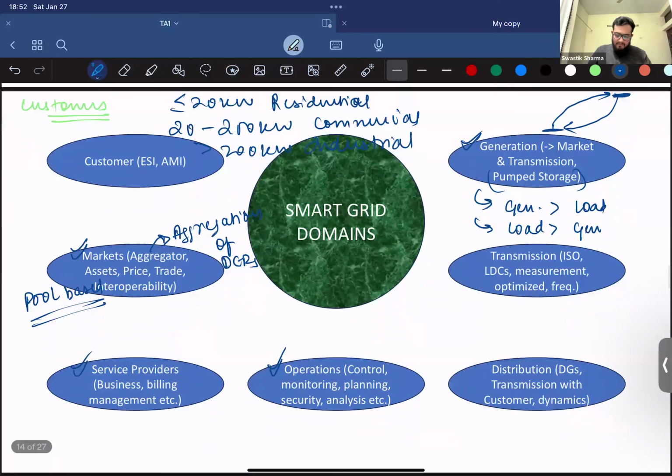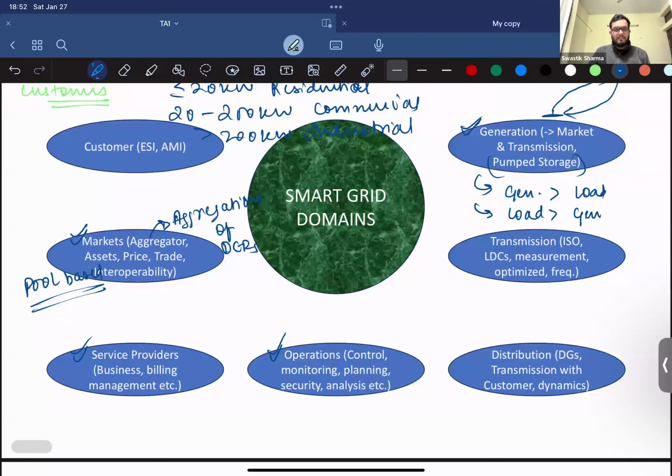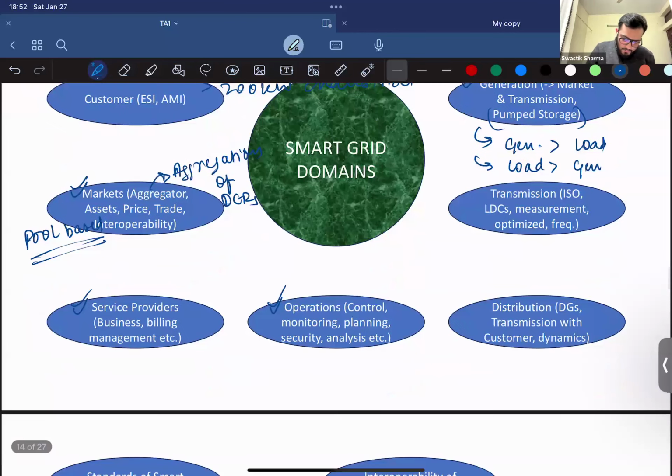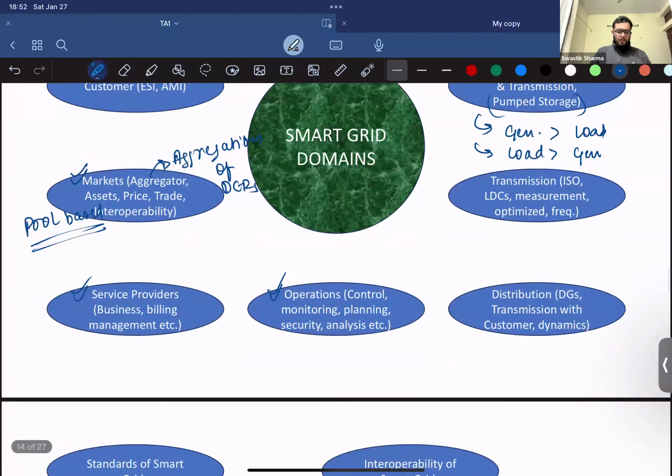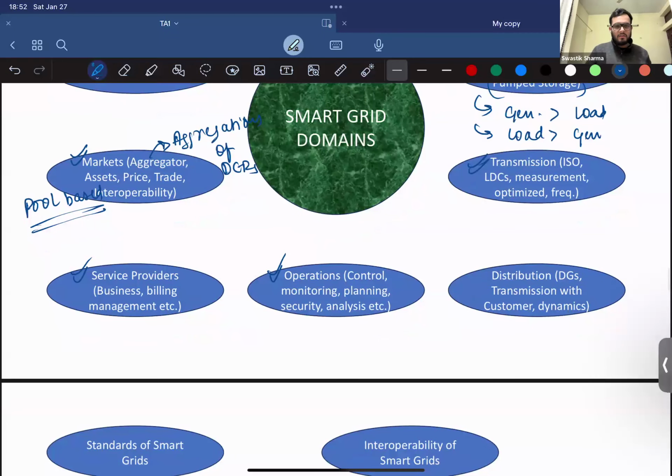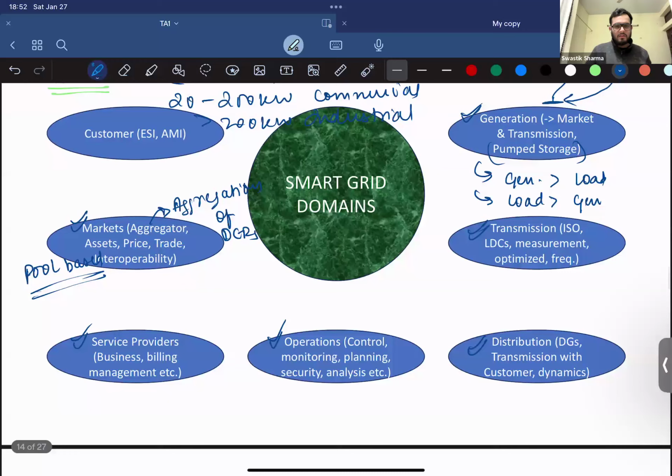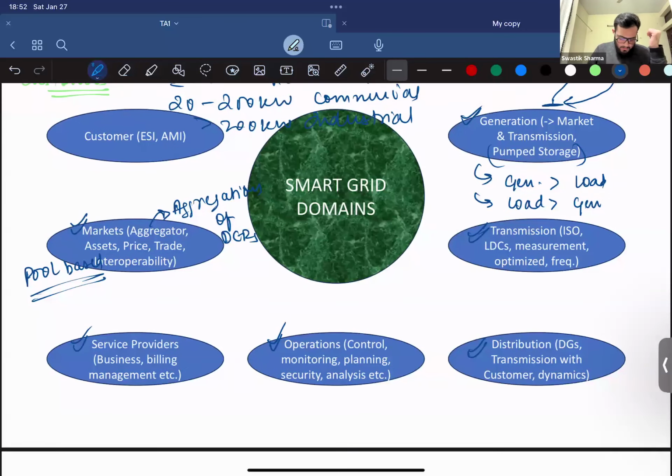Okay, so other than that we have the transmission domain, which encompasses various ISOs, LDCs, and the measurements on different quantities. Then we have distribution with distributed generations, transmission with customers, and other dynamics. I know that you have gone through Premlata ma'am's lectures, where she covers all of these domains in depth.